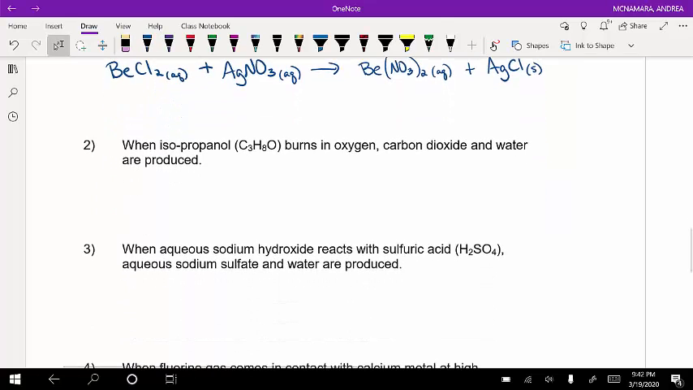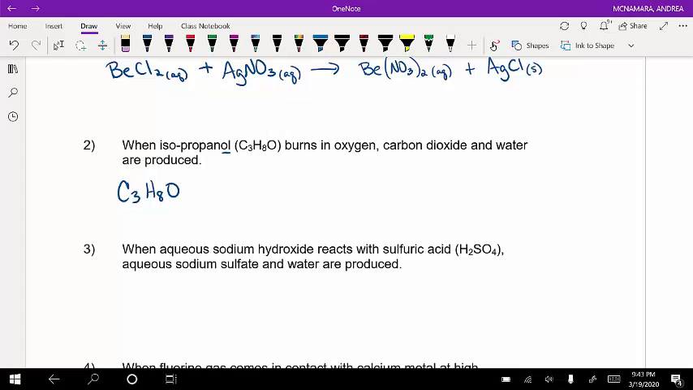All right, when isopropanol, C3H8O, burns in oxygen, carbon dioxide and water are produced. So we have that formula, C3H8O. Kind of a funny way to write that. Normally you would write it C3H7OH because it's an alcohol. I know that because it ends in OL, but that's okay. Doesn't really matter.